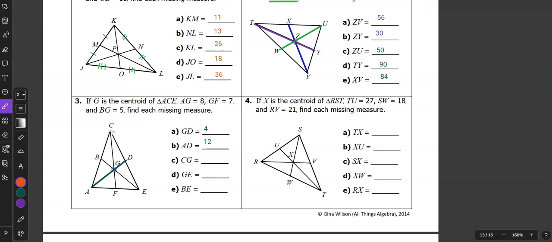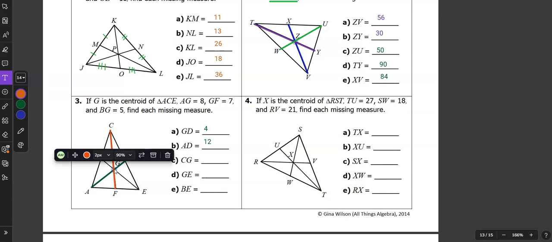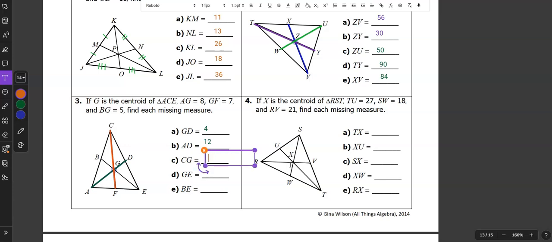Up next is CG. CG is part of median CF. They tell me that GF is 7, and that is my smaller segment of the median from the centroid to the edge. So because they give me the smaller section, I'm going to multiply that by 2. And I'm going to get that CG is equal to 14.